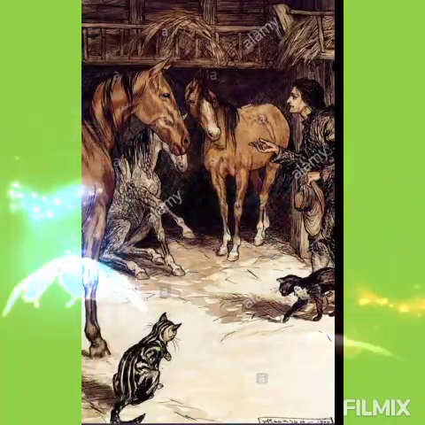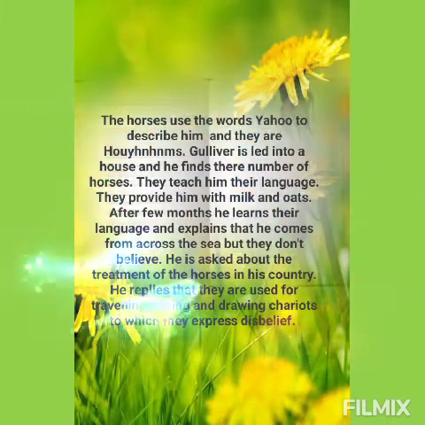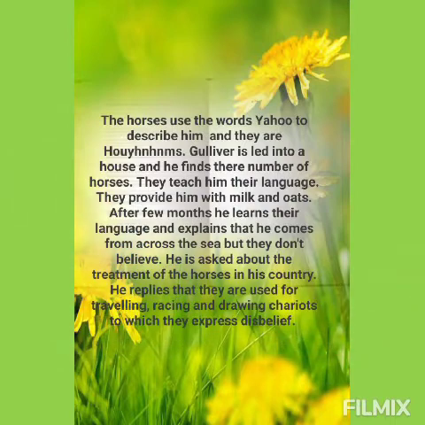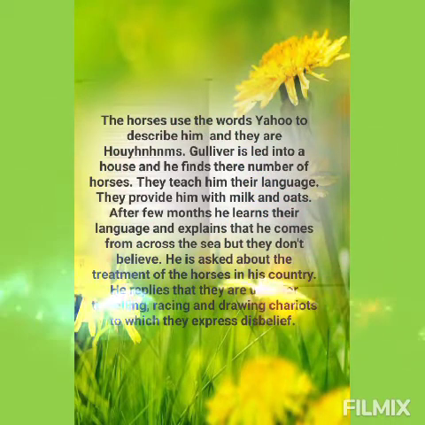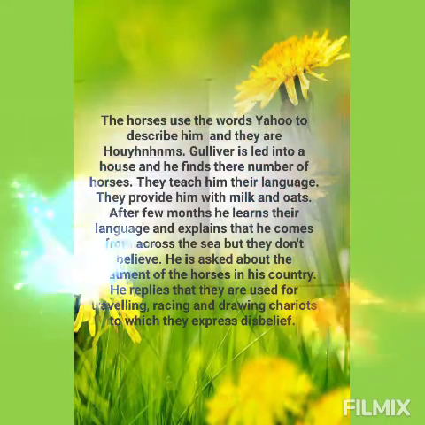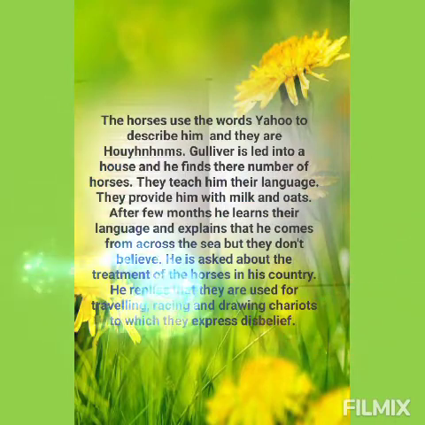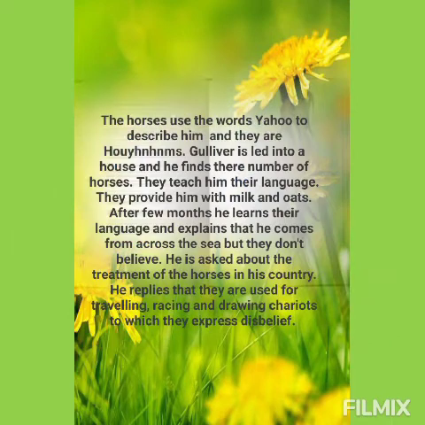This is the picture of the Houyhnhnms in Gulliver's Travels. The horses use the word Yahoo to describe him, and they are Houyhnhnms. Gulliver is led into a house and he finds a number of horses there. They teach him their language. They provide him with milk and oats. After a few months, he learns their language and explains that he comes from across the sea. But they don't believe him.